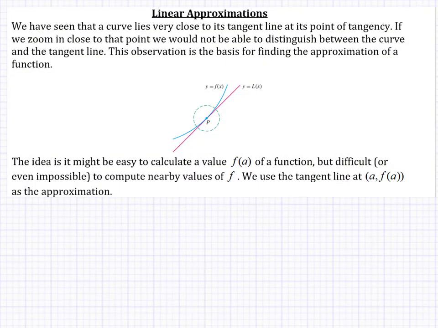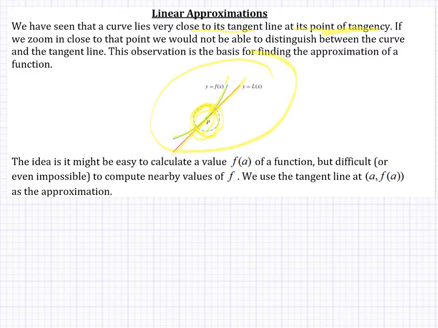Another application of derivatives can simply just be linear approximations. So we've seen that a curve lies very close to its tangent line at the point of tangency. Here, f of x in blue is the curve. This red is the tangent line to the curve at this point of tangency right there. If I were to zoom in to that point of tangency, I really wouldn't be able to tell the difference between the curve and the line.